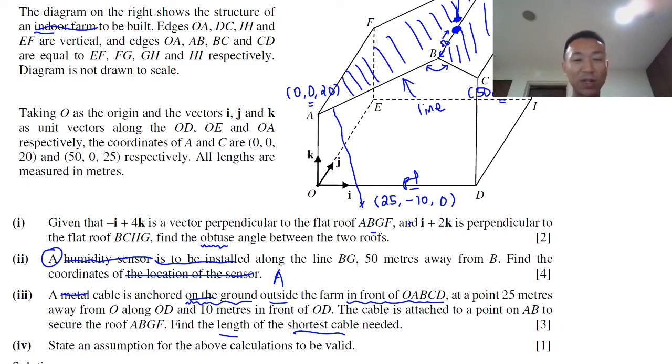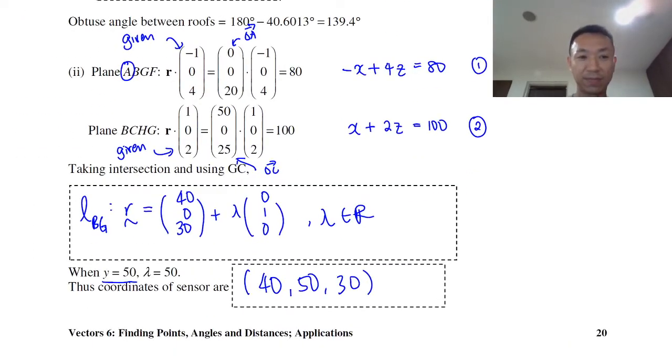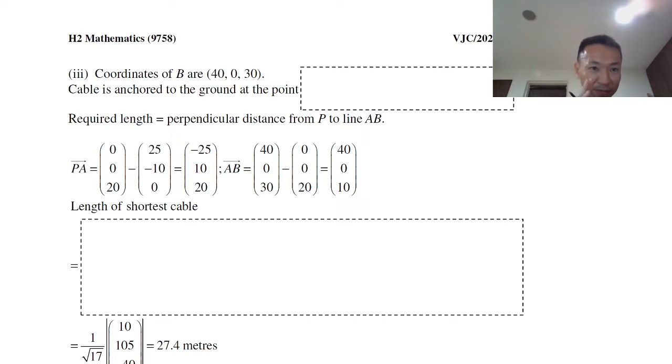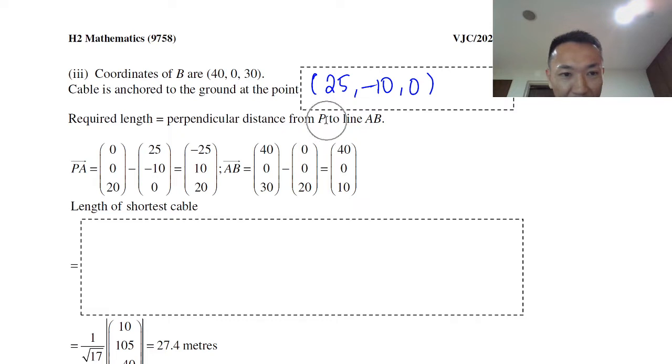Having identified this concept, the calculation becomes very simple. Just now we identified that it's anchored on the point 25, minus 10, and 0. So you actually just want the shortest distance from P to the line AB. But we must first find AB, so we must first find the coordinates of B. The coordinate of B is not difficult. B is 40, 0, 30.